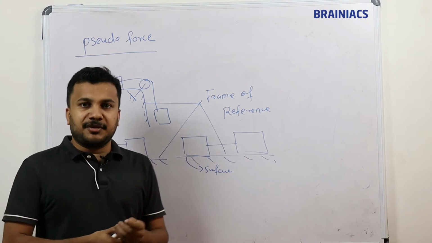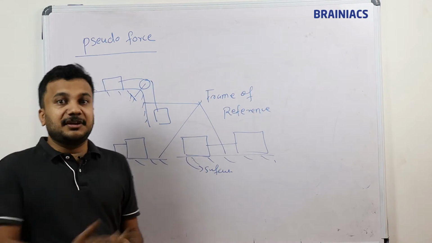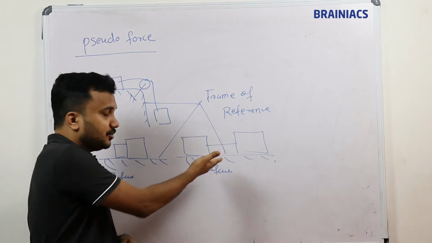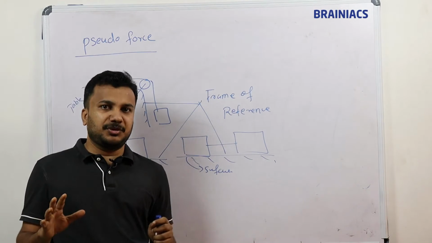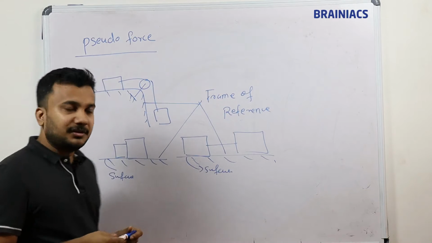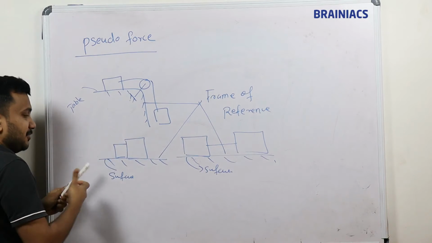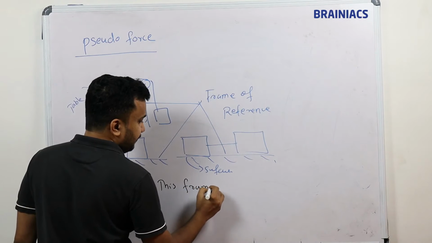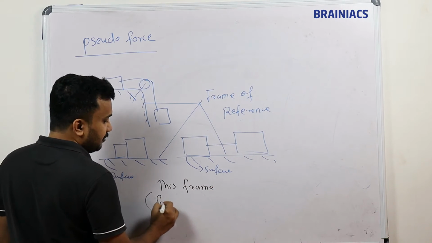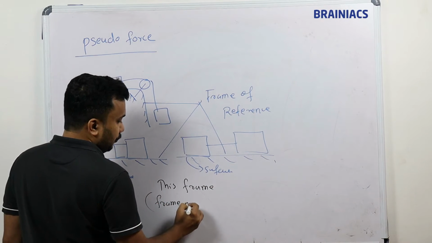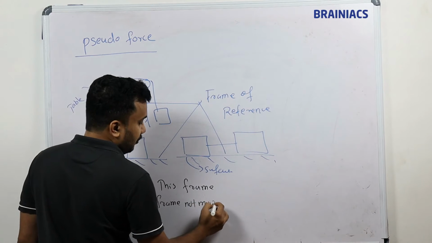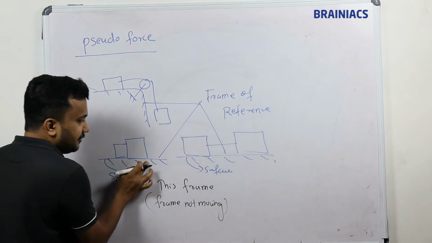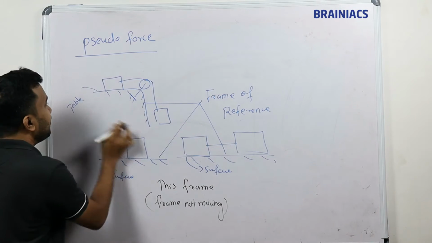Here the frame of reference is not moving. The table is not moving, the surface is not moving, only the blocks are moving. Here also the surface is not moving, only the blocks are moving. So the frame is not moving. Wherever the blocks are resting, that is called the frame. This is a frame, this table is a frame.